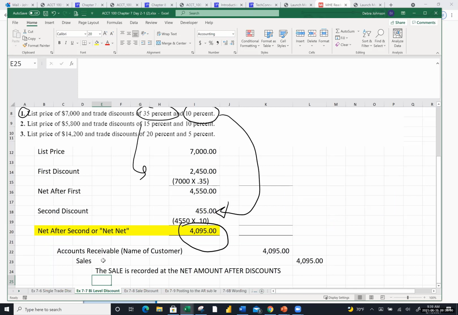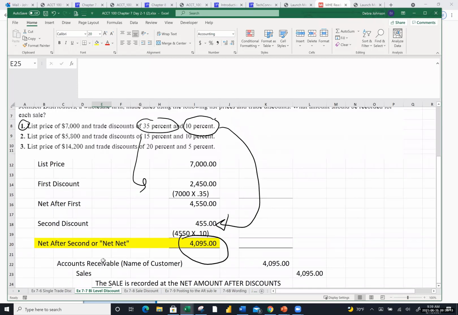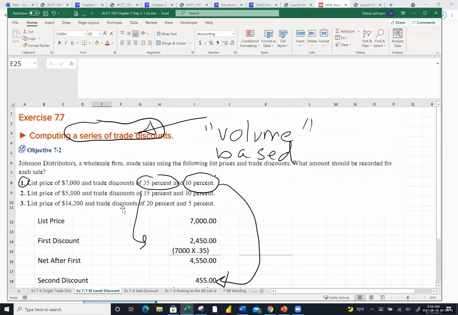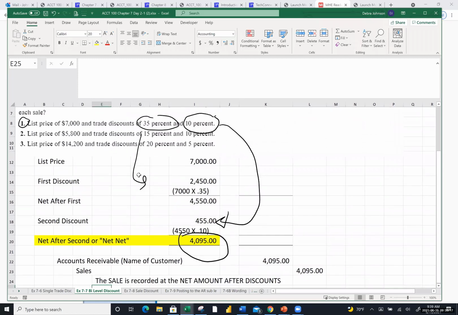That's not to be confused with a sales discount. A sales discount is for prompt payment. We're going to see one of those next. Trade discounts are volume-based, and they're not tracked in any special kind of account. Company can choose to do that, but for our purposes, the sale is just recorded at the net amount.